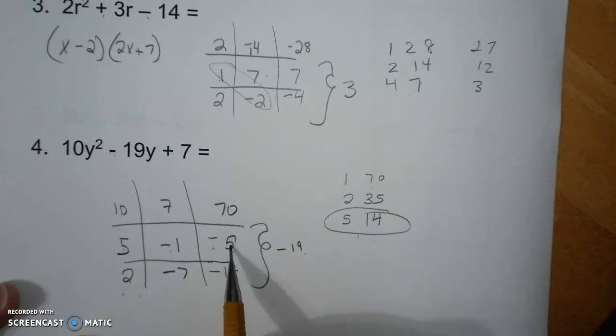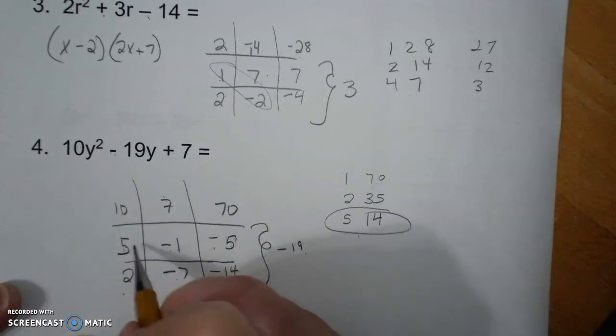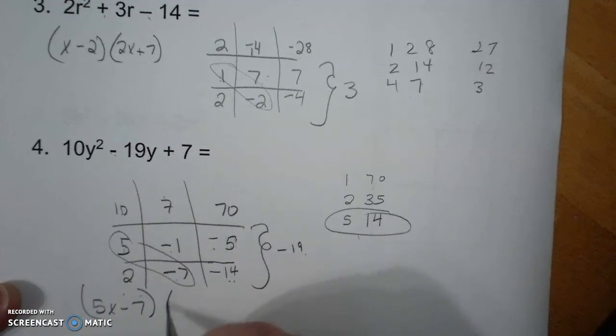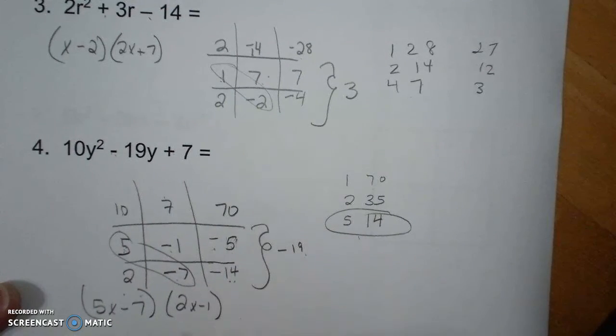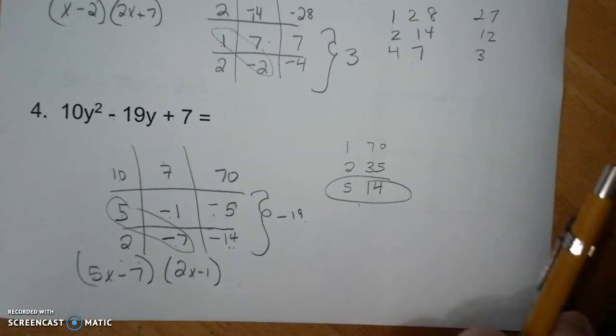5 times negative 1 is negative 5. 2 times negative 7 is negative 14. Negative 7 times negative 1 is positive. There we have 5x minus 7 and 2x minus 1. Yes, I know that they're y's. I always change my variables to x's because of my sloppy writing.